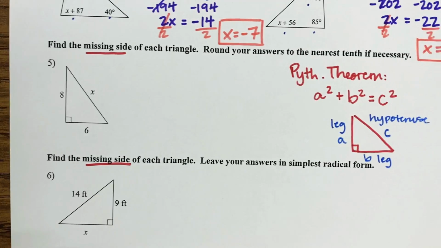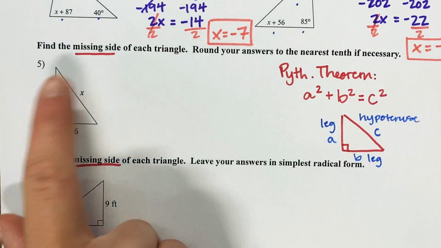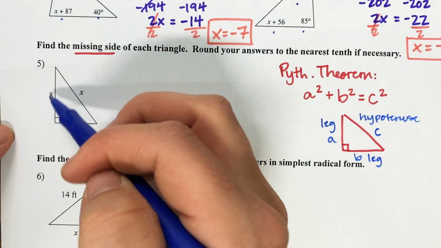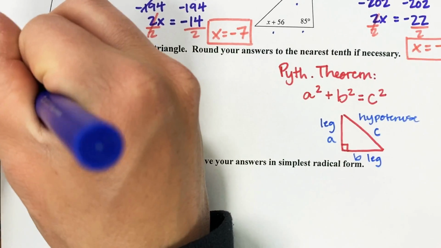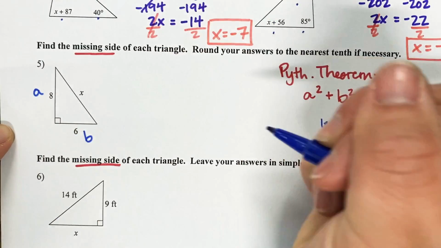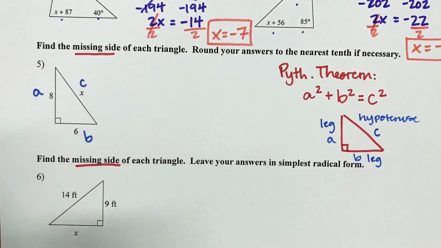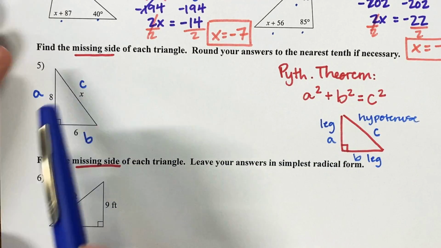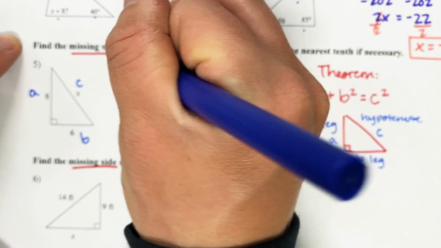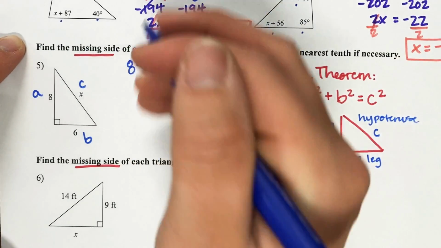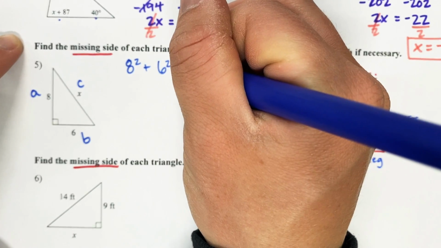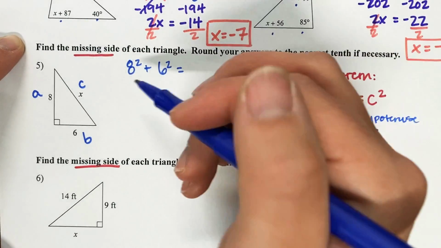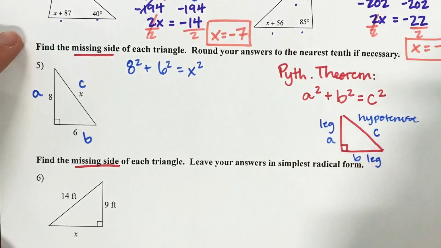Okay, so looking at number 5, let's identify our sides A, B, and C. So I see my two legs that make up my right angle. I'm just going to go 8 is A, B is 6, and that means C is going to be X. Okay, so now that I have my A, B, and C, I can plug it into my Pythagorean theorem. So A squared, my A is 8, so 8 squared, plus B squared, my B is 6, so 6 squared, equals C squared, my C is X, so X squared.